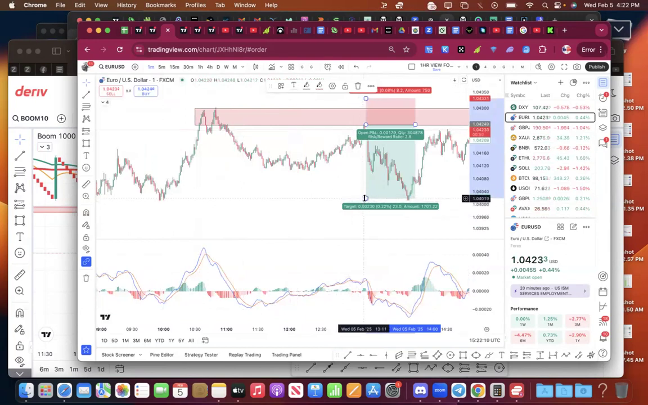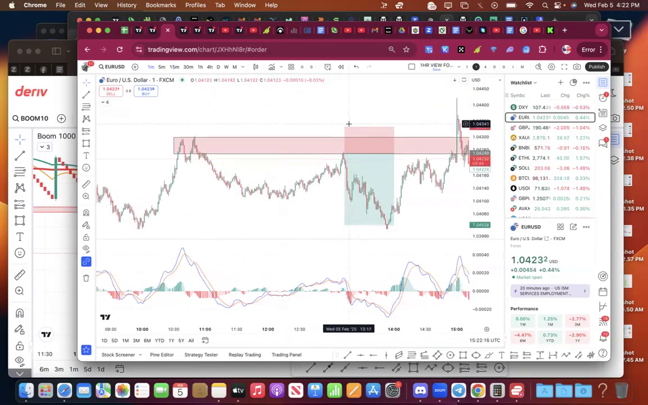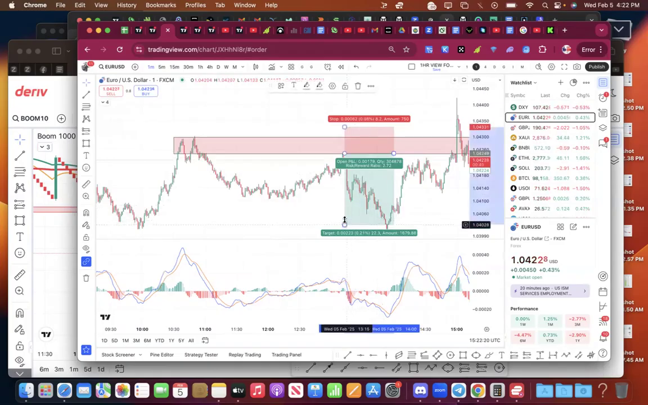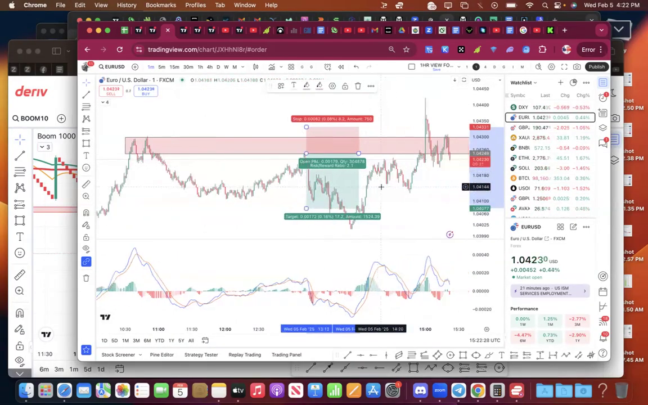So if my target is this swing low, I normally don't allow the price to get there, or even if you are doing 1:2. So 1:2 will have been here. So just a few pips, somewhere there or so. That's about 17 pips or so, and then you are good.